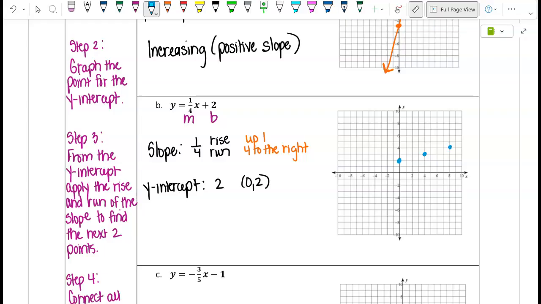And then I'm going to take my straight edge, line up my points, and draw a line through my graph, making sure to put arrows at both ends to show that it continues.